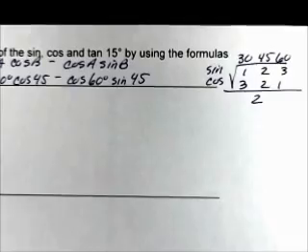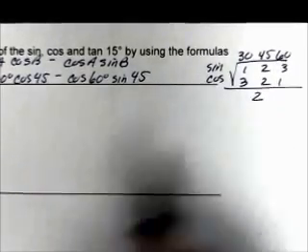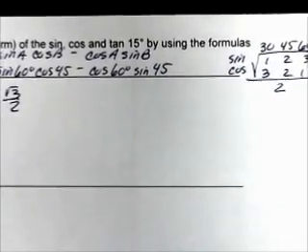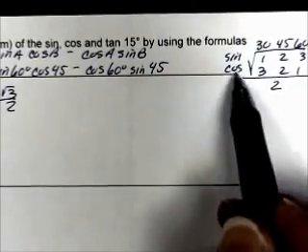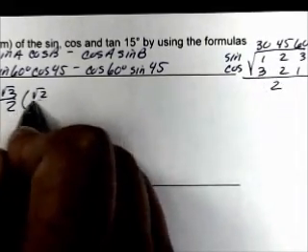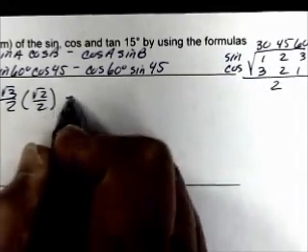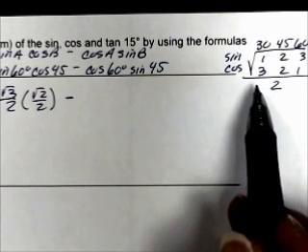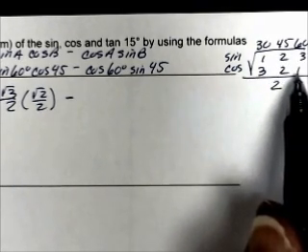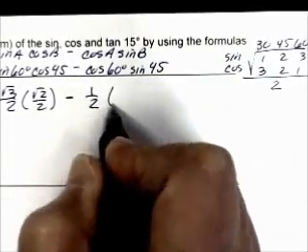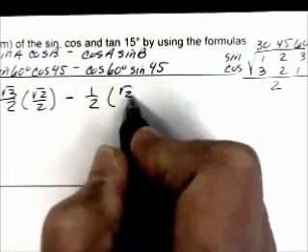Okay, so the sine of 60, square root of 3 over 2, times the cosine of 45, square root of 2 over 2, minus cosine of 60, square root of 1 over 2, which is simply 1/2, times the sine of 45, square root of 2 over 2.